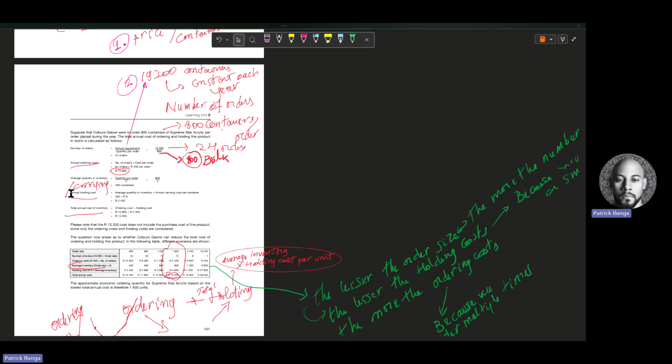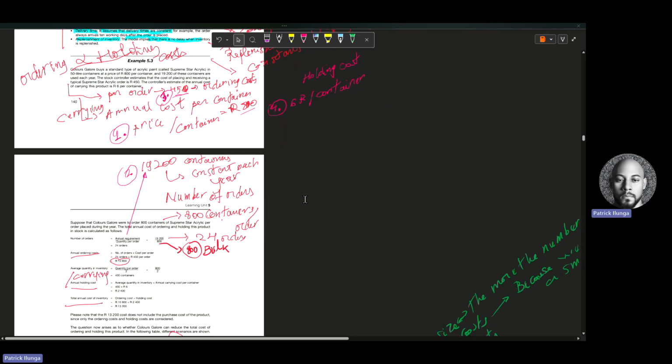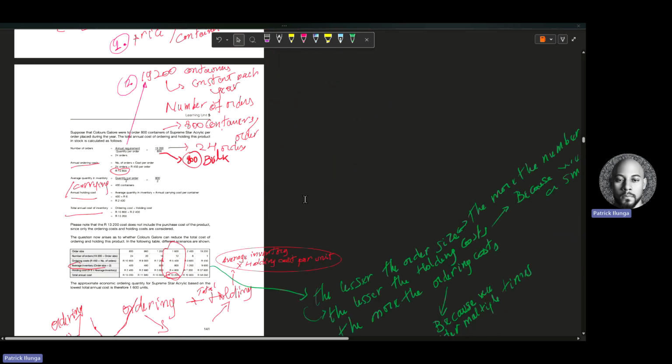So the annual holding cost is going to be, you take the average quantity in inventory, which we just calculated, 400, multiplied by the 6 Rand. This 6 Rand, we should actually call it 6 Rand for an average, right? For an average quantity, right?